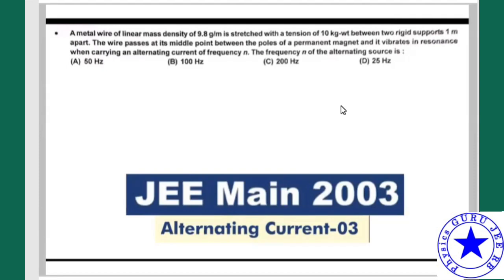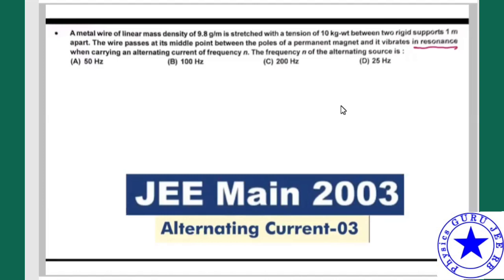You can see the question. A metal wire of linear mass density of 9.8 gram per meter is stretched with a tension of a 10 kg weight between two rigid supports 1 meter apart. The wire passes at its middle point between the poles of a permanent magnet and it vibrates in resonance. So already discussed what exactly resonance is. Then when carrying an alternating current of frequency n, the frequency n of the alternating source. So we have to calculate the frequency of it.